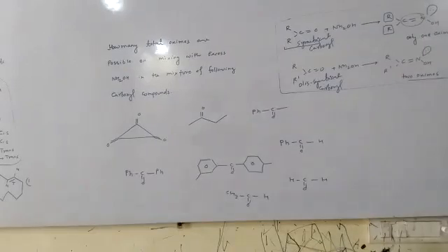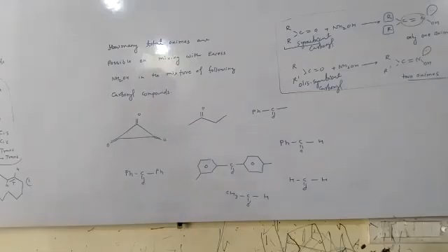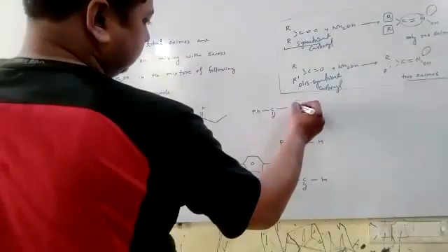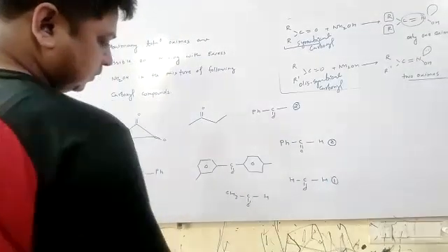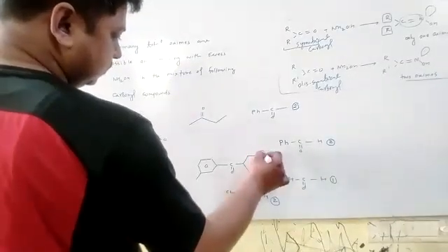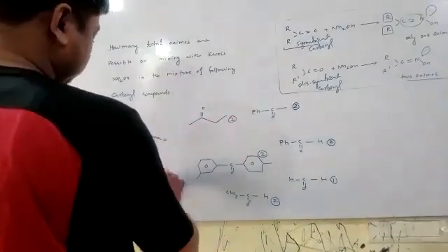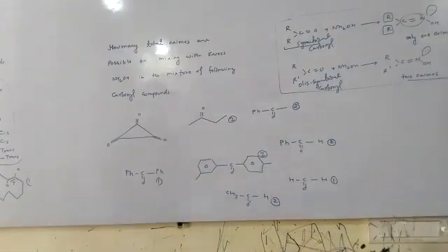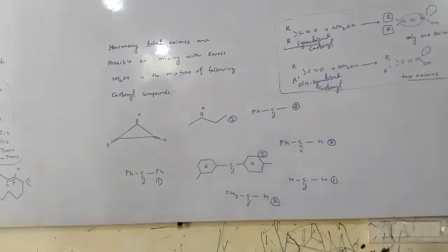What will be the answer? 15. Yes. This will give 2. This will give 2. This will give 1. This 2, this 2, this 2, this 1. Correct? Yes. This is 3.